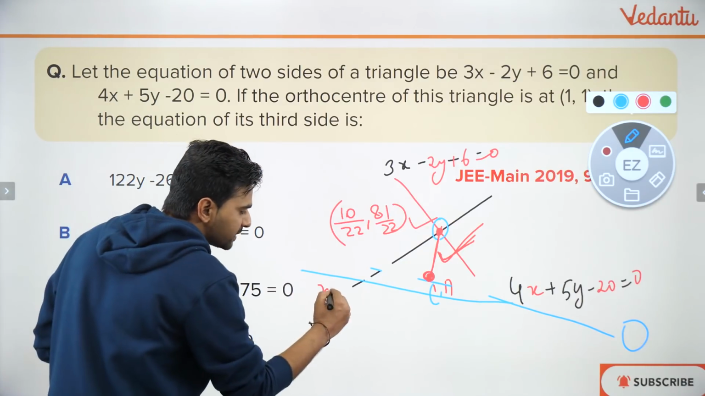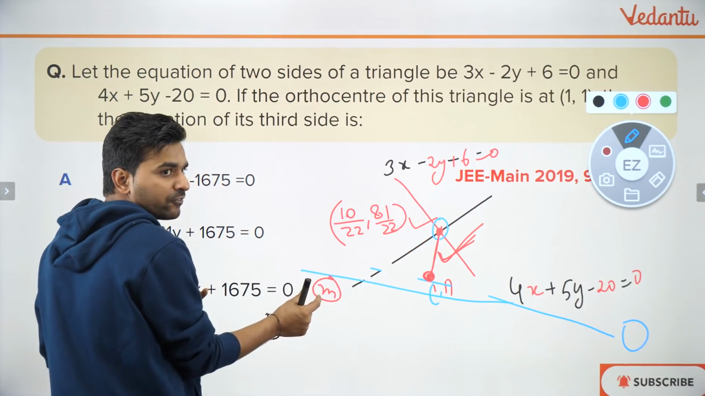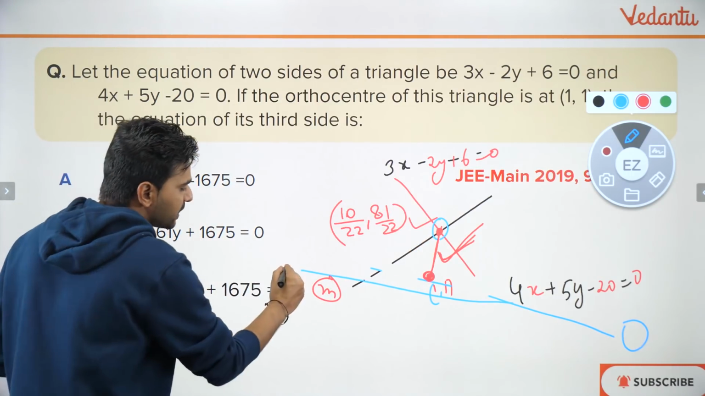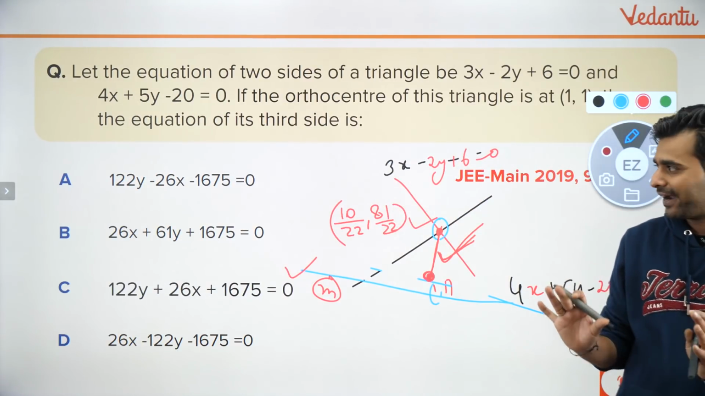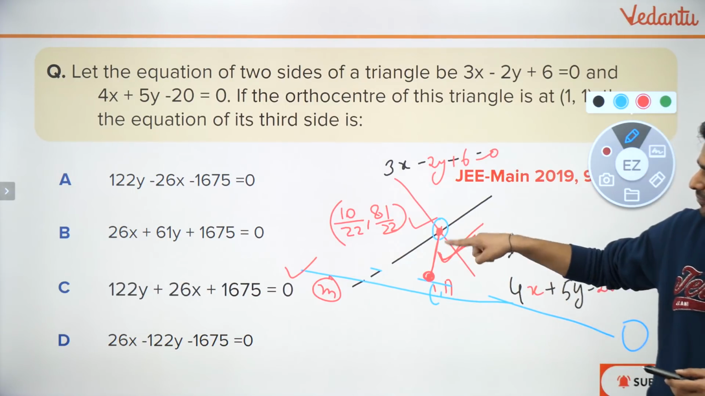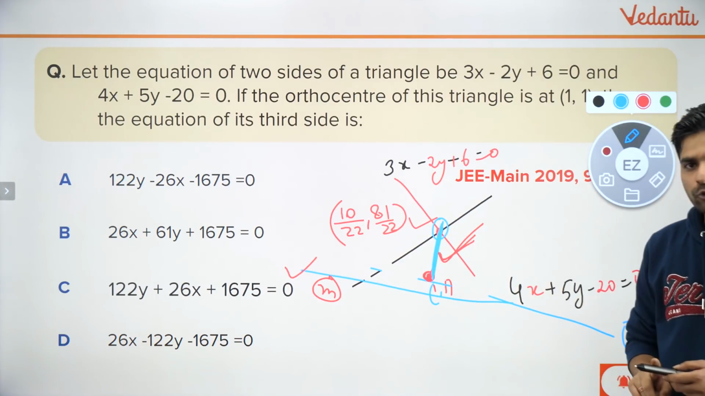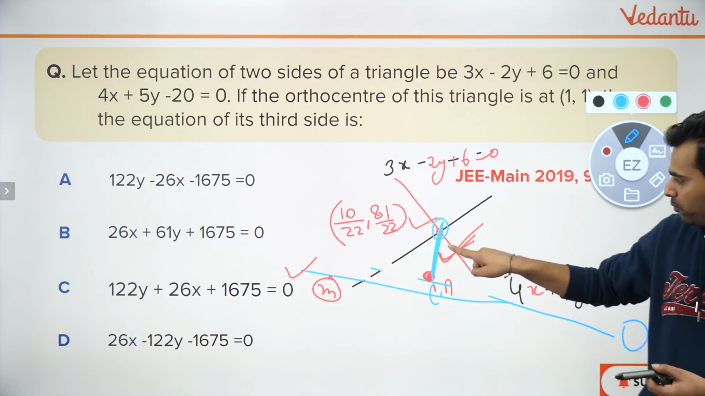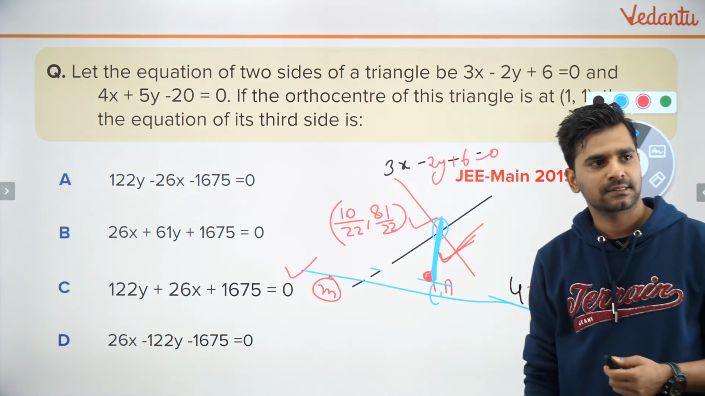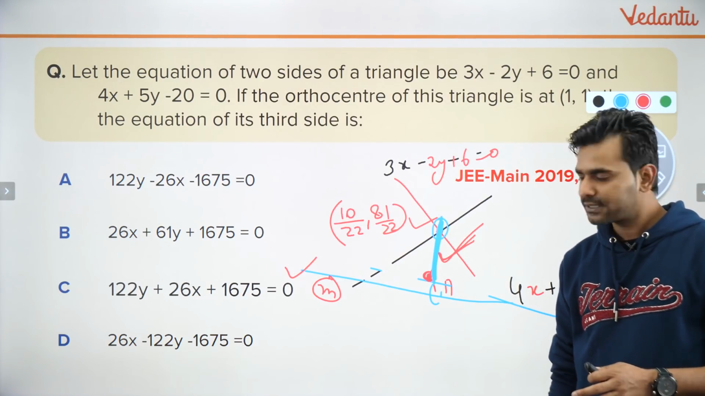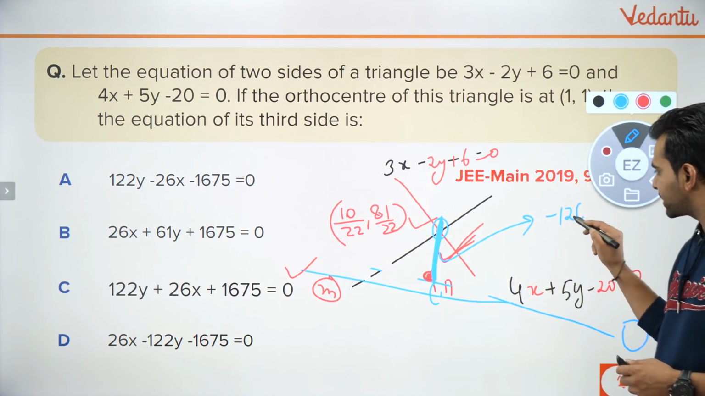And if I assume this as m, and I multiply the slope of the red line with the slope of the blue line, I should get -1. I can easily find out the slope of the required line. Now, the moment I have found it, the slope of the red line, this one, is coming out to be how much? It is coming out to be minus 122 by 26. So the slope of this line is coming out to be minus 126 by 22.